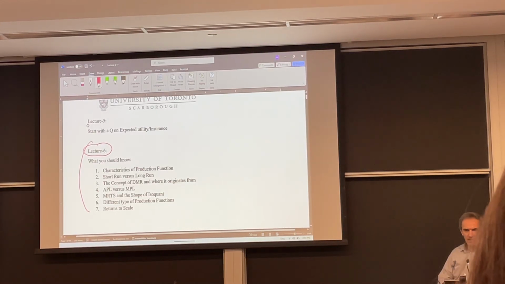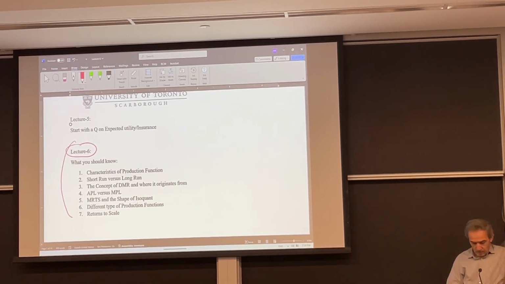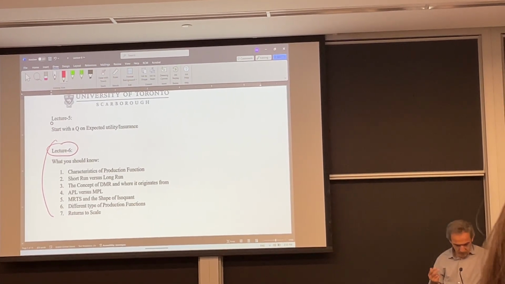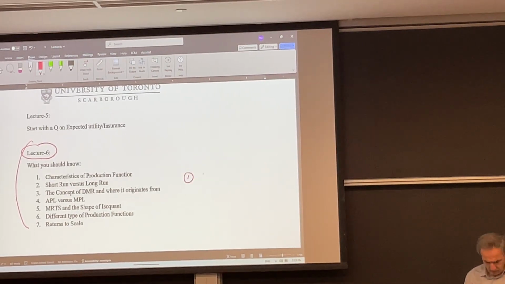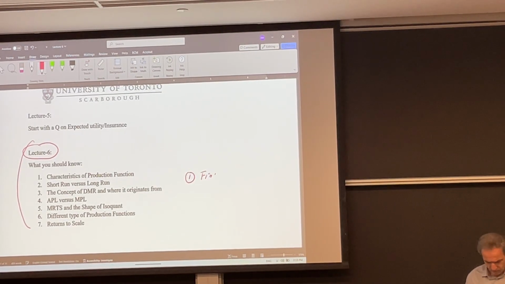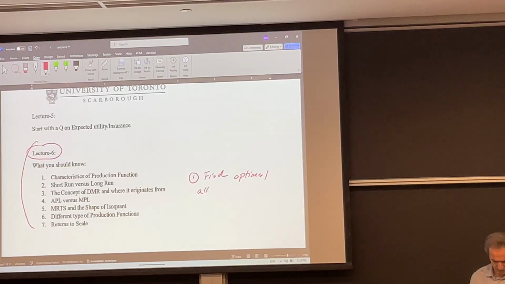Utility, maximize it, run it, cut the demand. That's the one-step optimization. In producer theory, there's a two-step optimization. First, you find the optimal allocation of factors.